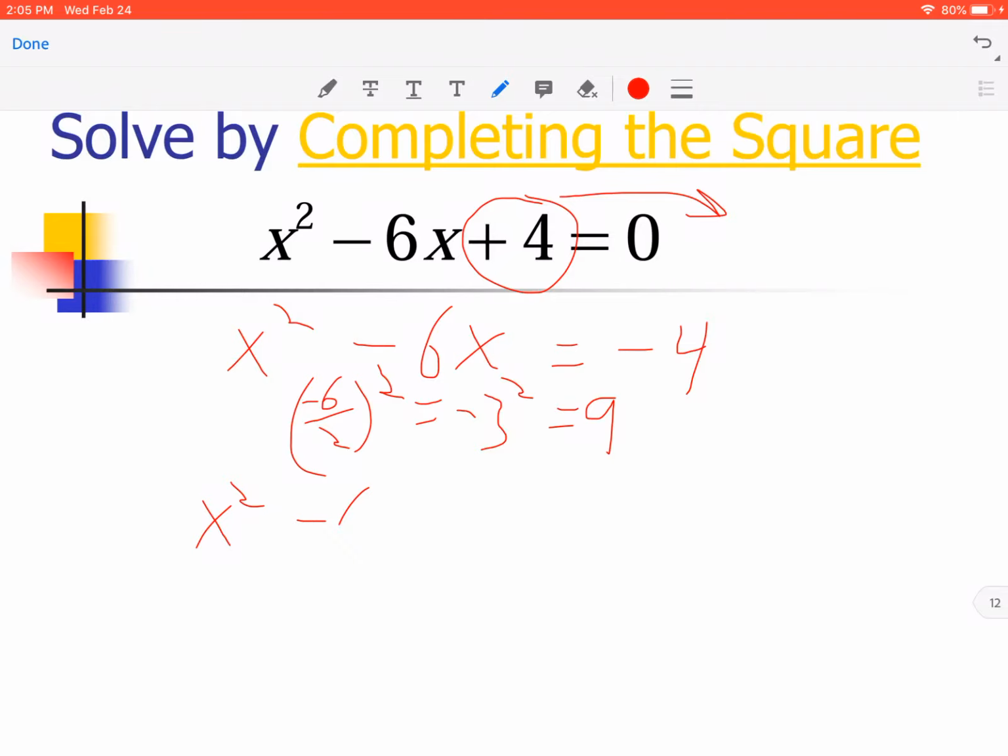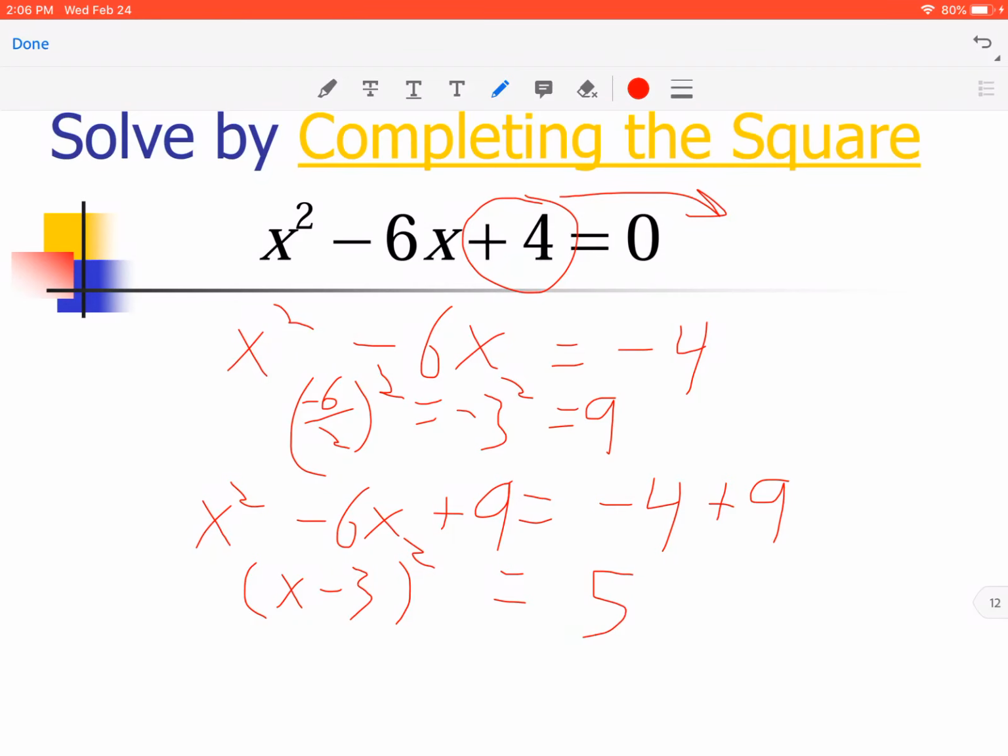X squared minus 6x plus 9 equals, don't forget, you added 9 to the left. You better add 9 to the right. Okay, again, I'm not going to write both of these. If I factored x squared minus 6x plus 9, it'd be x minus 3 times x minus 3. Why not just write x minus 3 squared? Negative 4 and 9 is a 5.